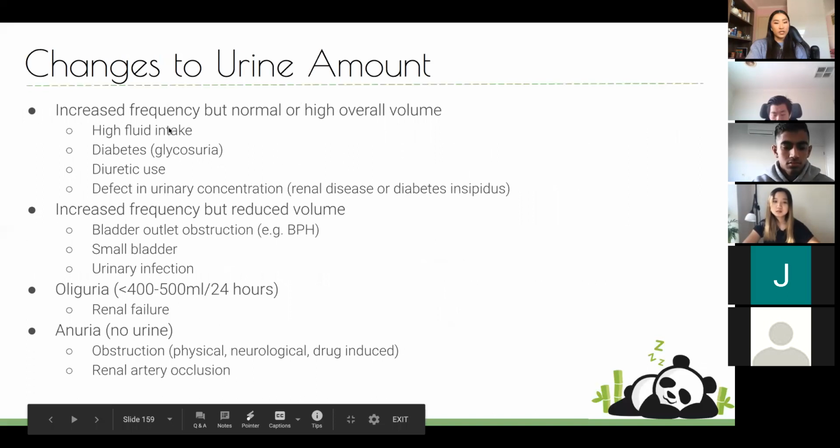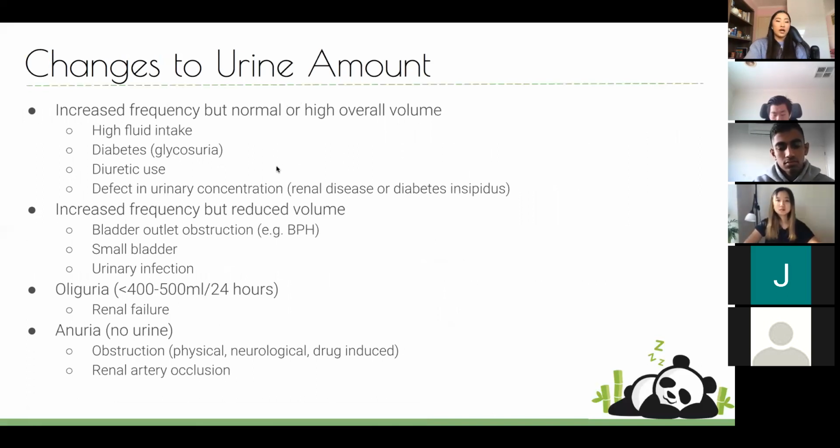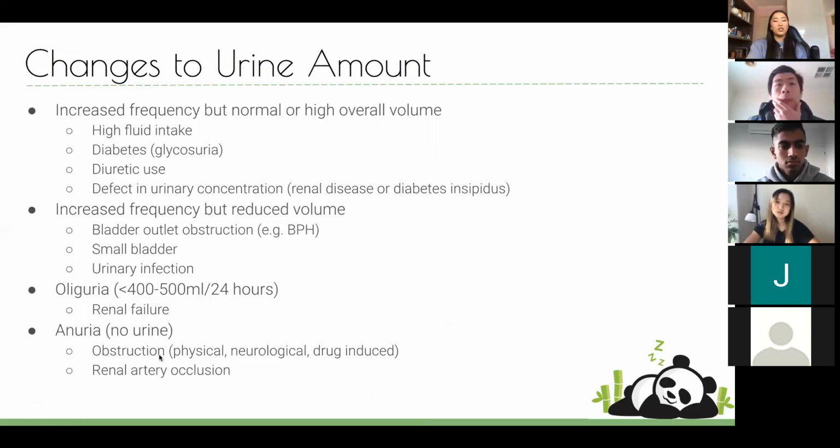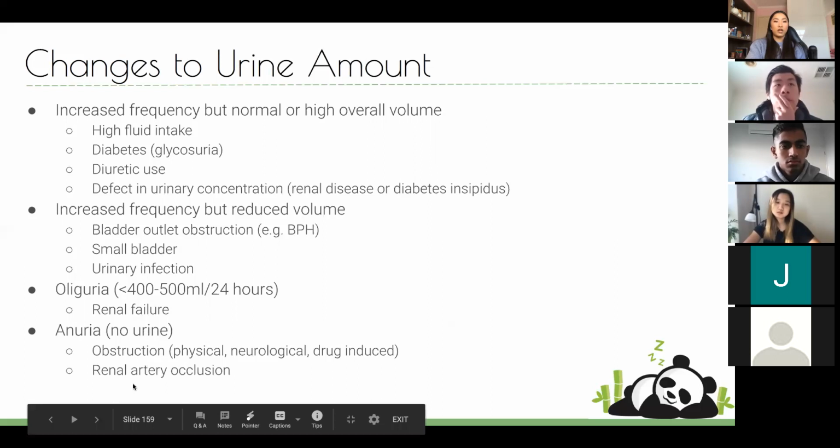So if they have high frequency, but normal overall amount, or higher overall amount, it can be due to fluid intake, diabetes, diuretic use, things that just increase how much you have to pee. But if they have increased frequency and reduced volume, it's more likely to be an obstruction problem, a small bladder, or a UTI. So high frequency and urgency, but less volume. Oliguria and anuria essentially are going to relate to renal failure. But when it's anuria, you have to think about severe total obstruction. So most likely just renal artery occlusion.